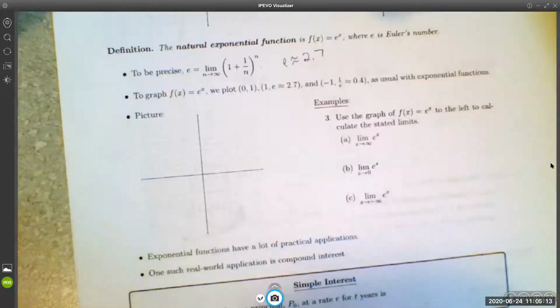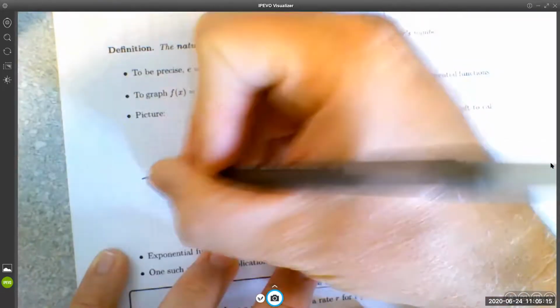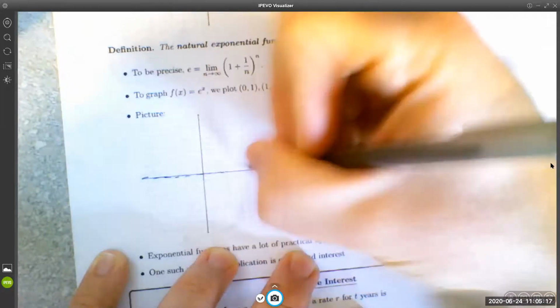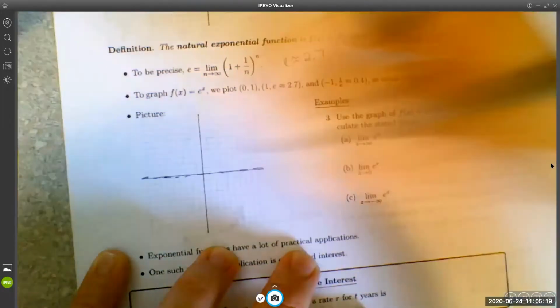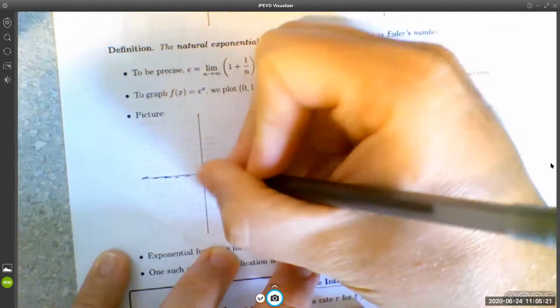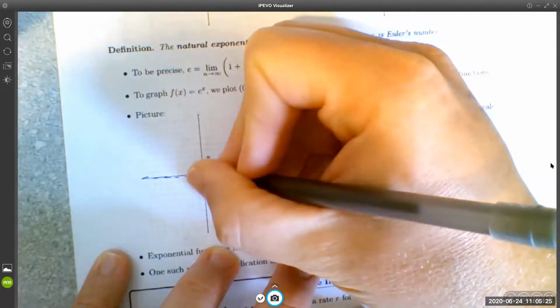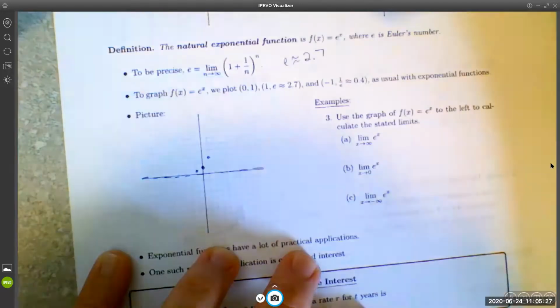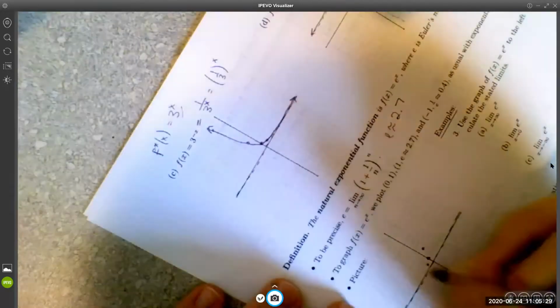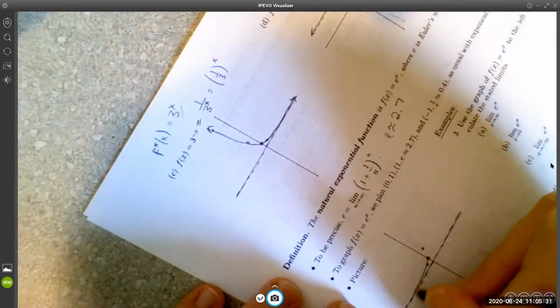So let's graph it, right? We're still going to have this horizontal asymptote at y equals 0. We go through (0, 1), (1, e) at 2.7, and (-1, 1/e). And that's good enough. That'll get us a decent looking picture.